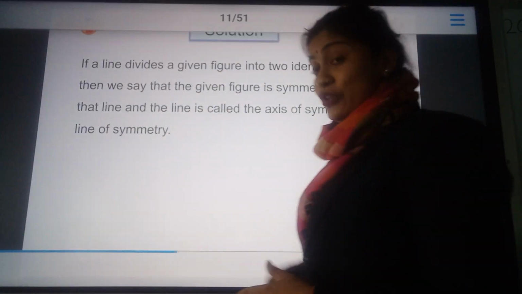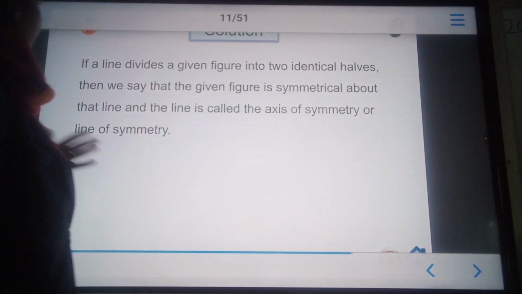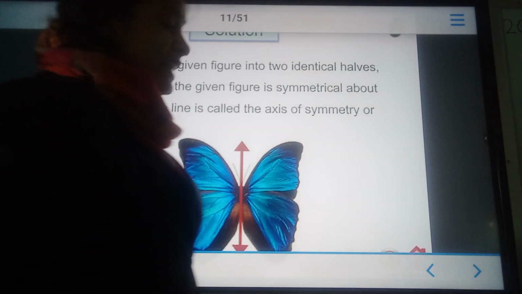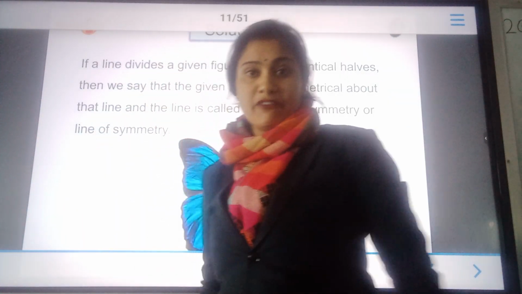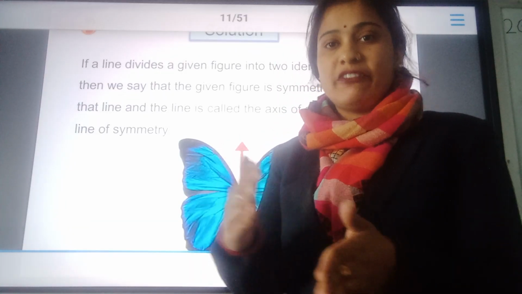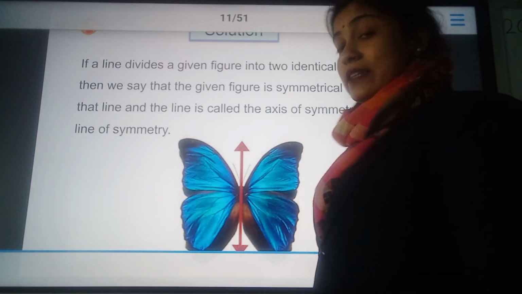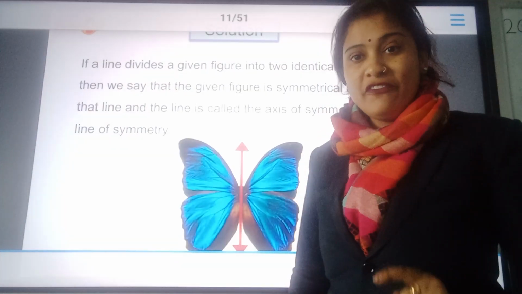Now here is the solution of the previously asked. If a line divides a given figure into two identical halves, then we say that the figure is symmetrical. If you fold it along that line, we say the figure is symmetrical, and the line is called the axis of symmetry, or the line of symmetry.